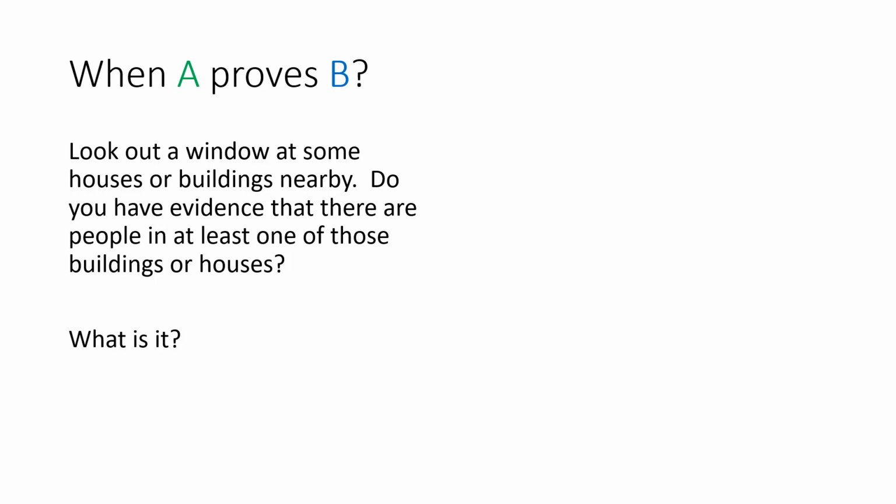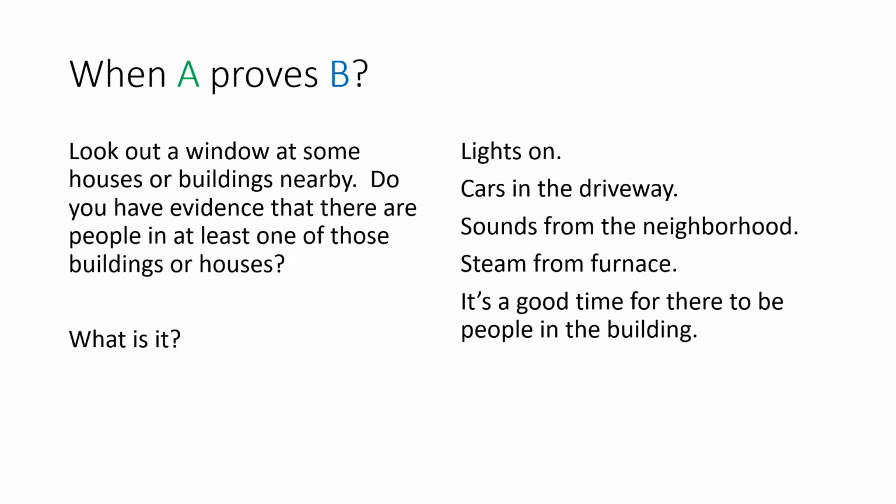Look out a window at some houses or buildings nearby. If you have access to a window, look out of one. Do you have evidence that there are people in at least one of those buildings you can see? What is that evidence? Maybe there are lights on. You see some cars by the building or in the driveway. Maybe you hear some sounds from out there. You see steam from chimneys. Maybe it's just a good time for there to be people in the buildings. You know there are retirees in your neighborhood and they're bound to be home.